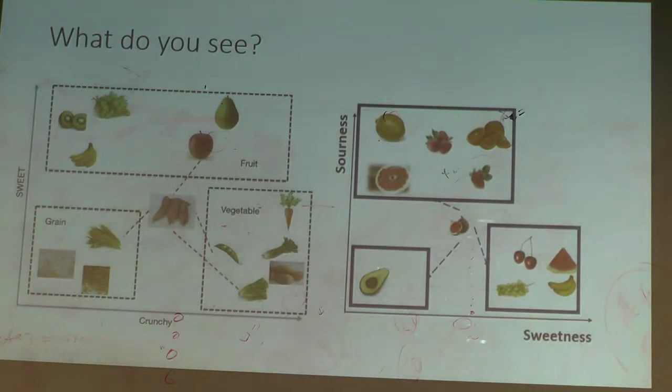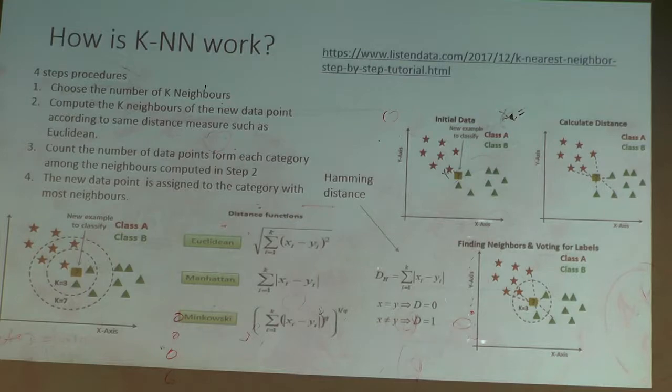Now, the same thing is what KNN is. That's what they do. Do you get it now? K nearest neighbor. That is what you do.